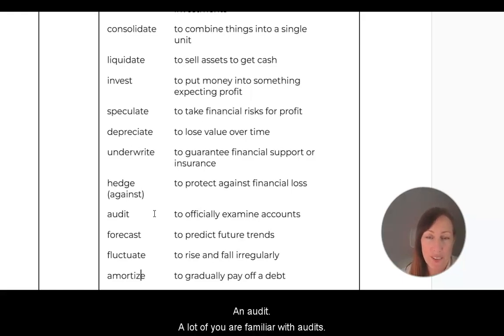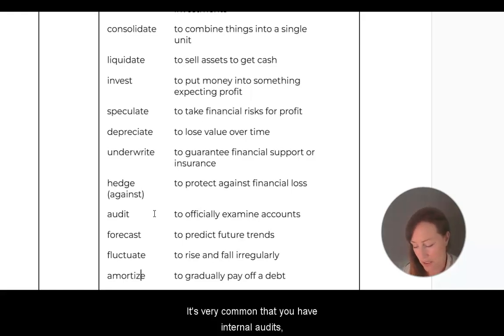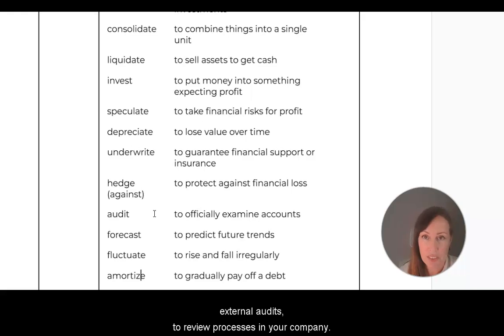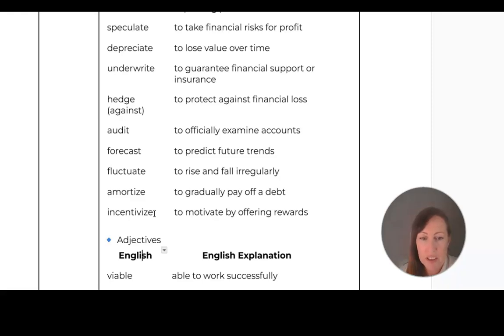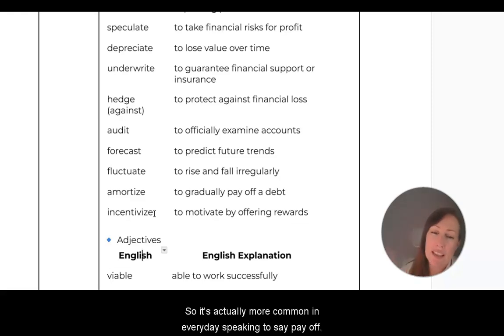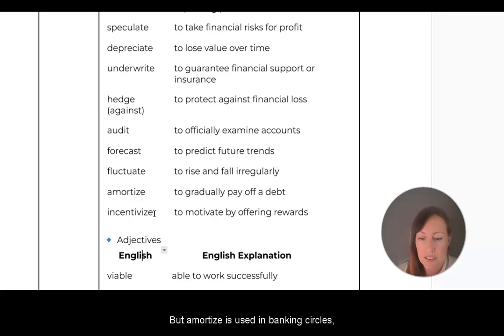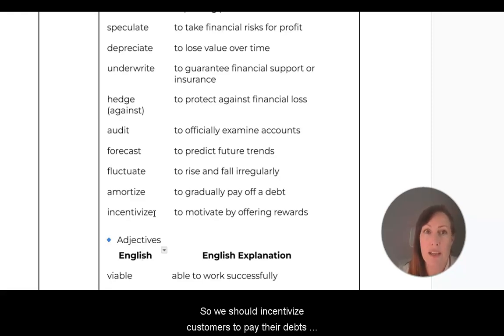An audit, a lot of you are familiar with audits. It's very common that you have internal audits, external audits to review processes in your company. To forecast is to predict future. It's also a noun. To fluctuate is to go up and down, to change. To amortize is to pay off a debt. So it's actually more common in everyday speaking to say pay off. I need to pay off my debts. But amortize is used in banking circles, of course, financial circles. And to incentivize is to motivate. So we should incentivize customers to pay their debts by reducing the interest rate, for example.